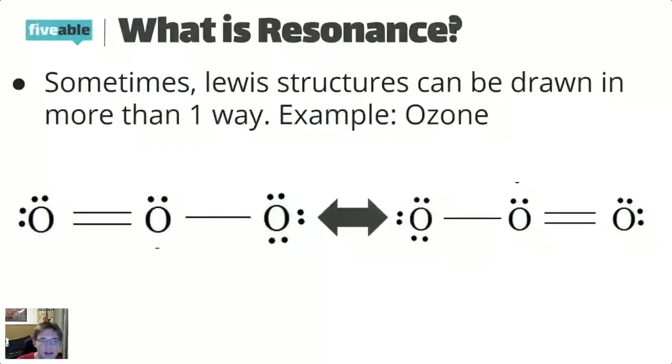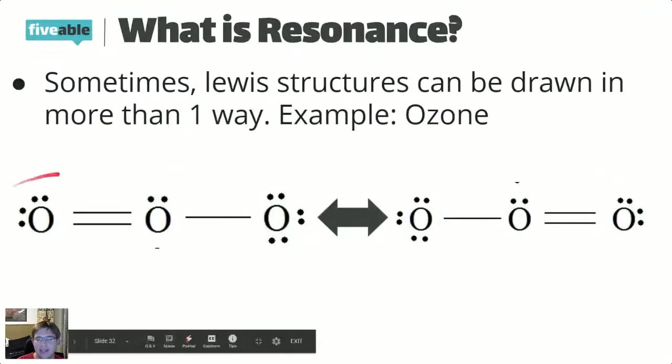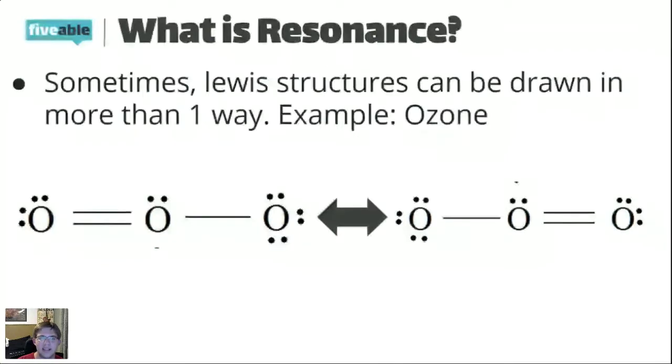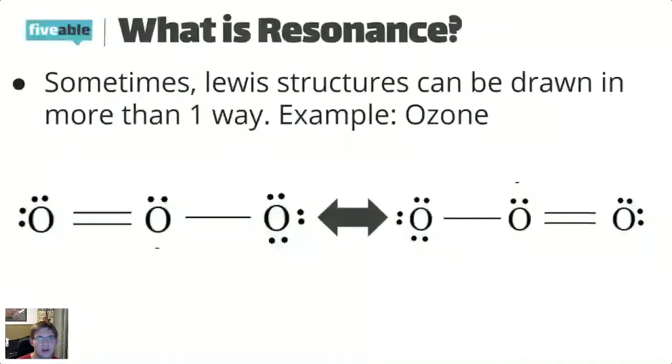When in reality, what resonance tells us is that both of these are the Lewis structure and that the Lewis structure is both of these. This is not a complete Lewis dot structure, and this is not a complete Lewis dot structure. This is the complete Lewis dot structure. And they might not tell you when resonance is necessary, but it'll be obvious, because they might say, draw the Lewis structures of the nitrate ion or whatever.